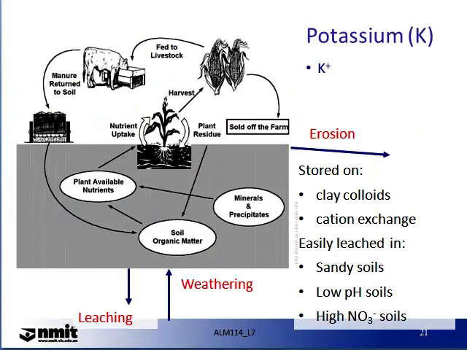analysis. Potassium is found in the soil in the form of K+. It is stored on clay colloids, cation exchange. It's easily leached in sandy soils, low pH soils and high nitrate soils. It can also erode and it can also be subject to weathering. The image on the slide gives you an overview of the potassium cycle.